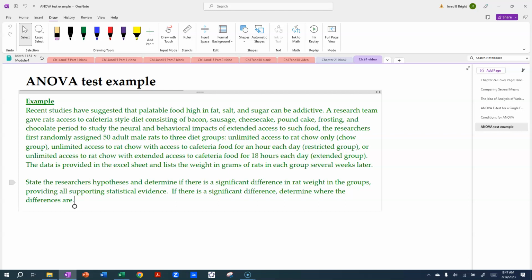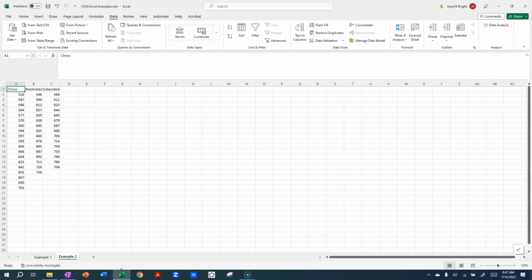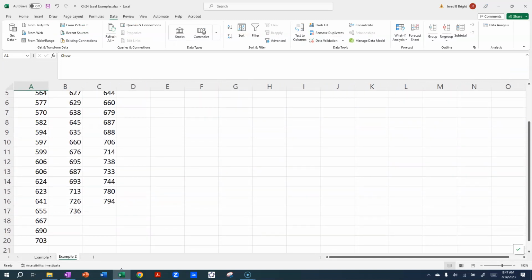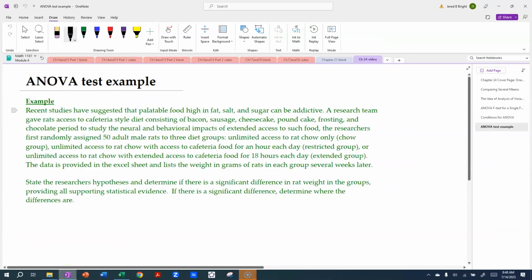There's unlimited rat chow, so like normal rat food. Then another group had unlimited access to rat chow with an hour of this cafeteria-style food, and then the third group had unlimited access to rat chow and 18 hours of access to the cafeteria-style food. The data provided here is the weight in grams of the rats after a few weeks of study.